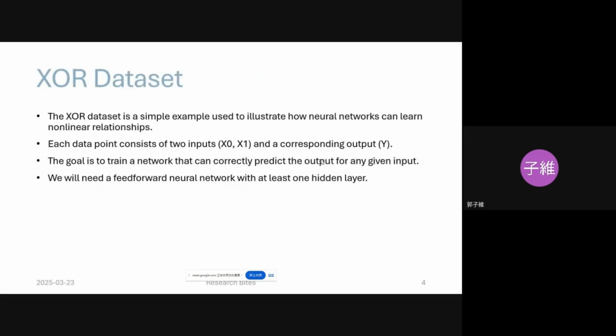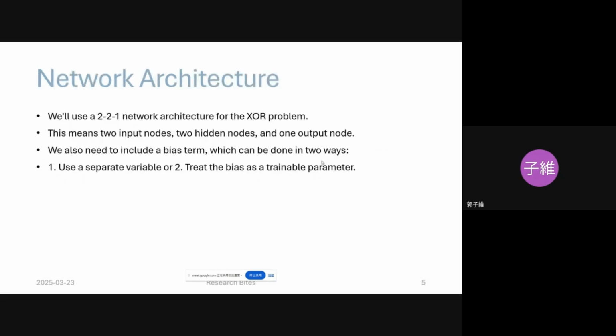Now, the exclusive OR dataset is just like in digital circuits. The output is one only when the inputs x0, x1 are different. The goal is to train a network that can correctly predict the output of any given input. Now, the network architecture of the implementation in the repository is like this. It's a 2-2-1 network. It means 2 input nodes, 2 hidden nodes, and 1 output node.